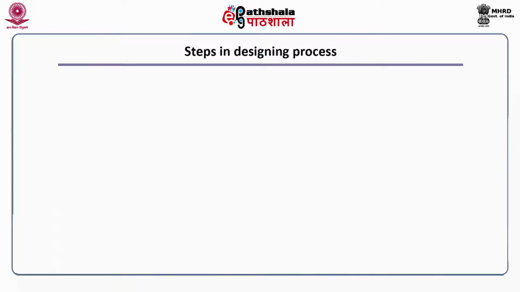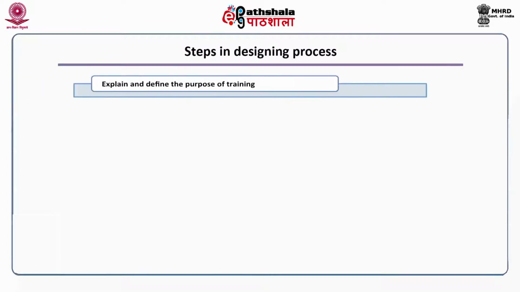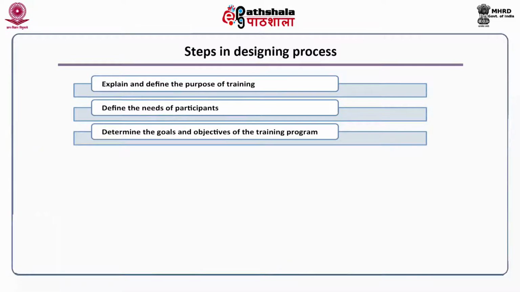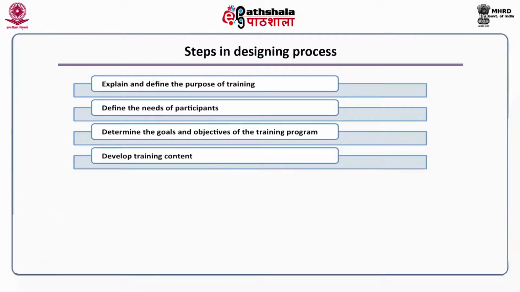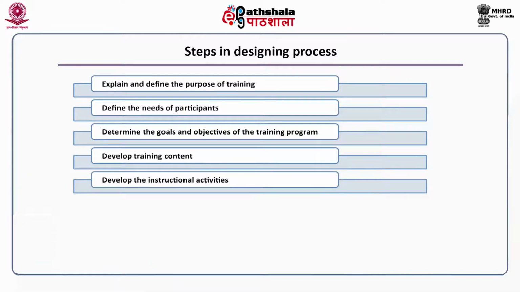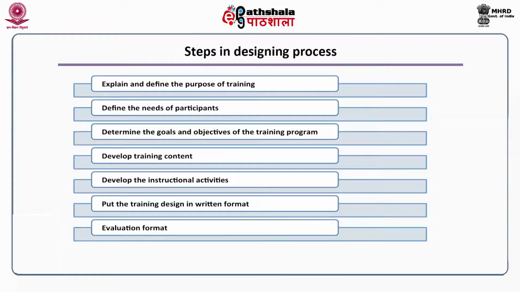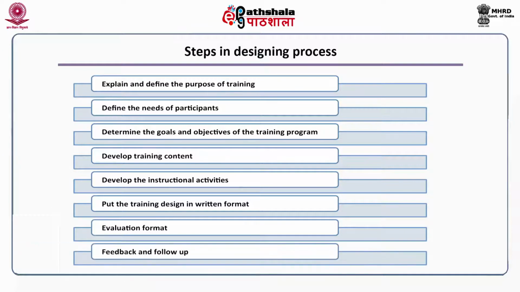Steps in the designing process. The first step in the designing process is explain and define the purpose of training. Second, define the needs of the participants. Third, determine the goals and objectives of the training program. Fourth, develop training content. Fifth, develop the instructional activities. Sixth, put the training design in a written format. Seventh, evaluation format. And eighth, feedback and follow-up.